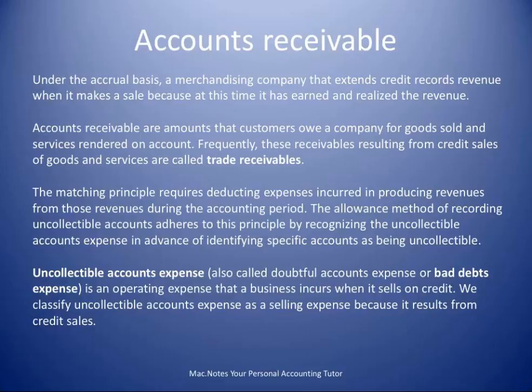The matching principle requires that we deduct expenses incurred in producing revenues. Therefore, the allowance method of recording uncollectible accounts adheres to this principle. Uncollectible accounts expense, also called doubtful accounts expense or bad debts expense, is an operating expense that the business incurs when it sells on credit. Okay, so we classify uncollectible expense as selling expenses because it results from credit sales.